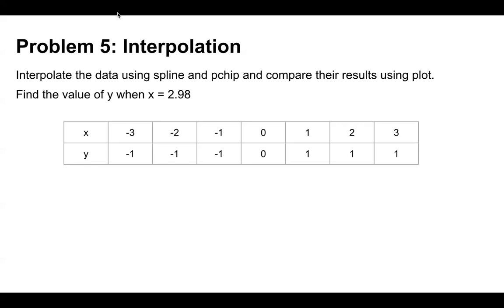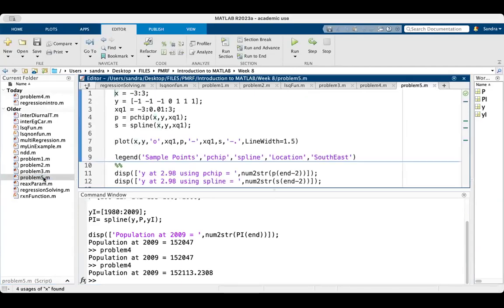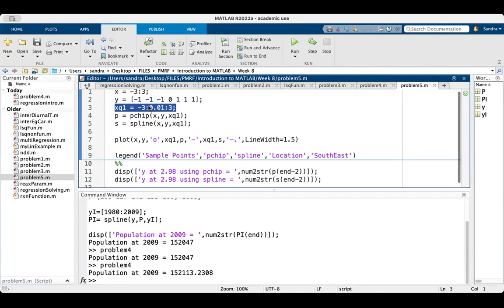We've got some answers, so let's discuss. You have your values changing from -3 to 3 with an interval of 1. I can directly write it like this, or else you can write it as a vector also. And this is my y value. I need to find the value corresponding to a particular point, that is 2.98.